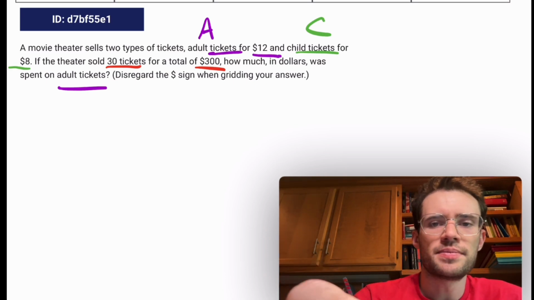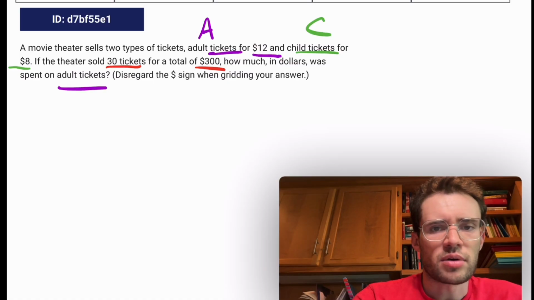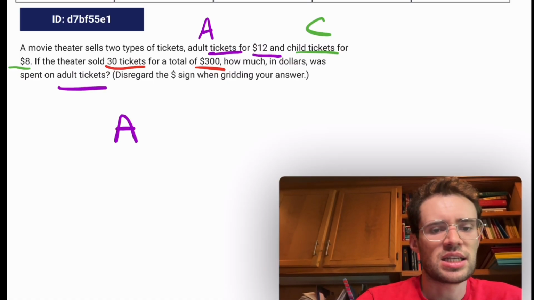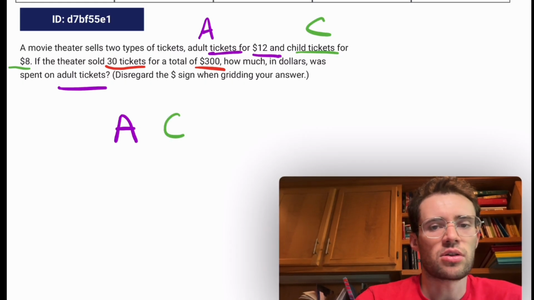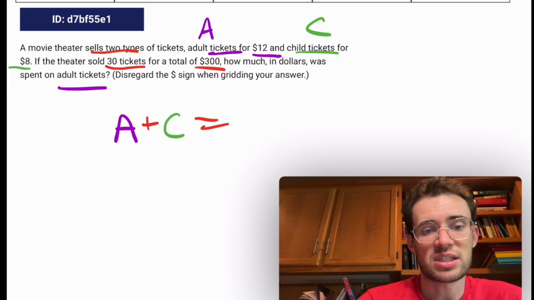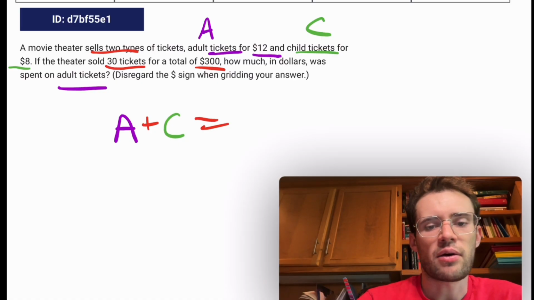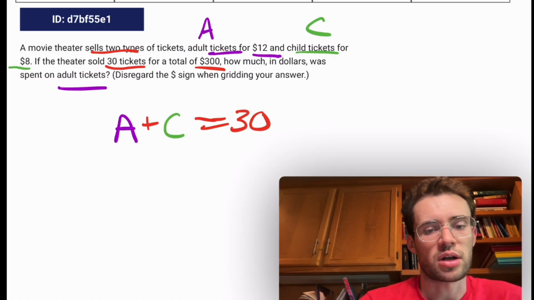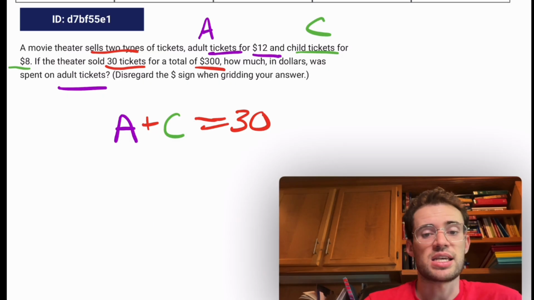But we would say, first of all, the total tickets is 30, right? They add up to 30 tickets. So if A is the number of adult tickets and C is the number of child tickets, if we add those two together, those are the only two types of tickets. They didn't say anything about senior citizen tickets or anything. They specifically say they sell two types of tickets. That will add up to all the tickets, so that adds up to 30. That's one equation, A plus C equals 30.